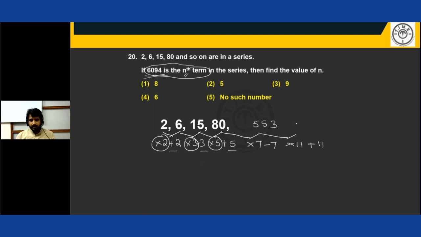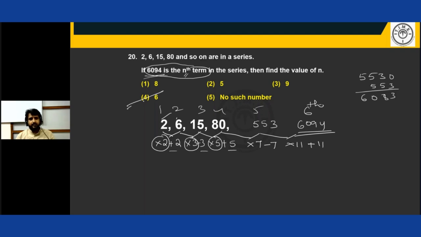553. What is 553 into 11? Let's check it. 553 tens are 5530, and one more time is 553. So 6083. 6083 plus 11, perfectly matching with the given number 6094. So what is this number? Which term is it? 1, 2, 3, 4, 5, 6. It is the sixth term in the series. So n is equal to 6.